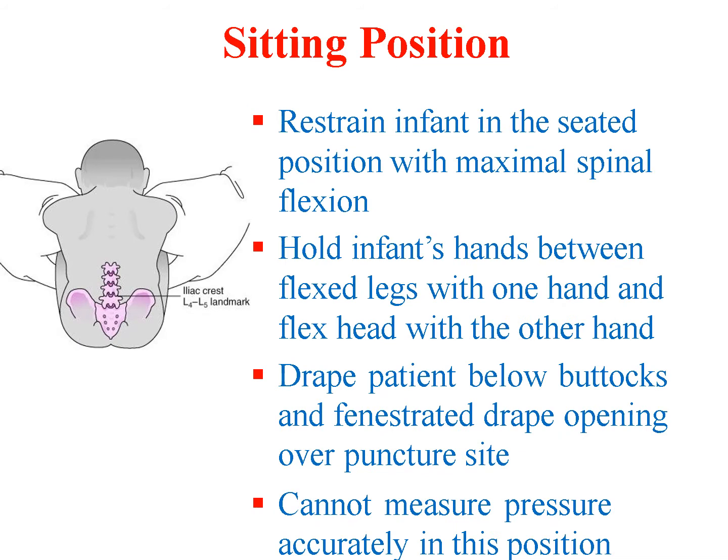This is how to do the lumbar puncture in sitting position. Restrain infant in the seated position with maximal spinal flexion. Hold the infant's hands between flexed legs with one hand and flex head with the other hand. Drape the patient below the buttocks with a fenestrated drape opening over the puncture site. However, you could not measure pressure accurately in this position.